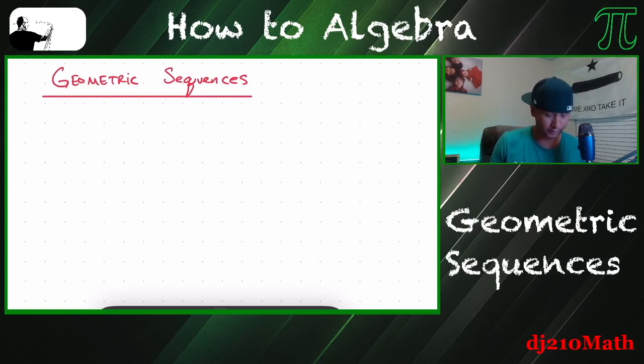So let's just recall what a sequence is, right? A sequence is just a list of numbers. And it typically looks like this. The first term, a sub 1. Second term, third term, all the way up to some a sub n.